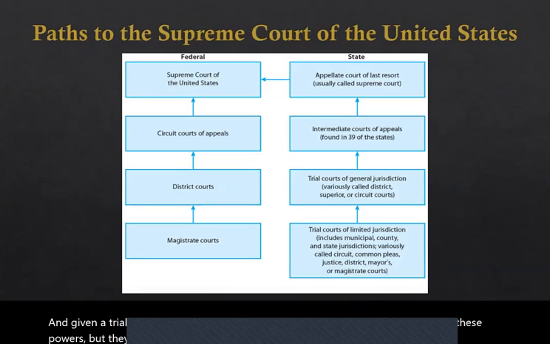And this is just the paths to get to the Supreme Court. We just talked about it. Magistrate court to district court to court of appeals to the Supreme Court. Then you have on the other side, trial courts of limited jurisdiction, trial courts of general jurisdiction, intermediate appellate courts, and then state appellate courts.